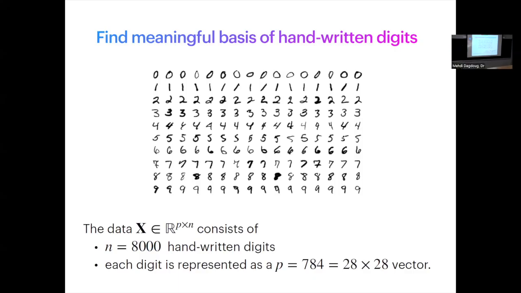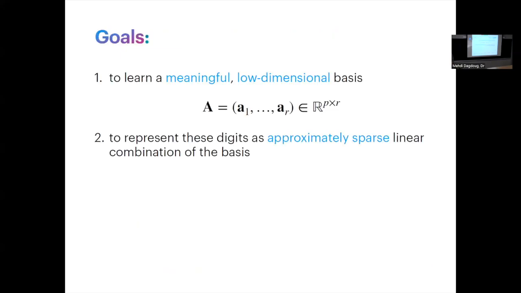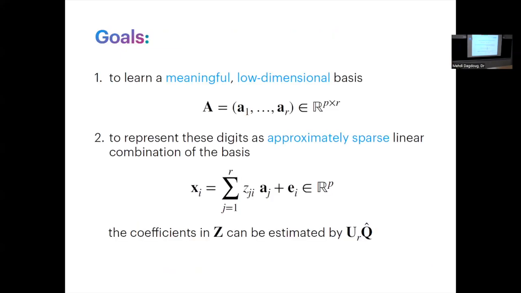So that essentially requires us to know Z and A, and A times Z would give you this X. That's what I'm explaining here. We want to learn this low dimensional basis. This is P by R. Once you know the basis, you can also plot it. And if you combine this basis by some linear combination, then you get your original X. So the coefficients Z tell us which of these spaces contribute to each of the digits.